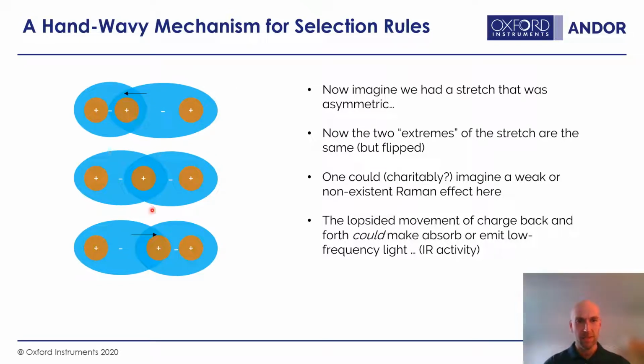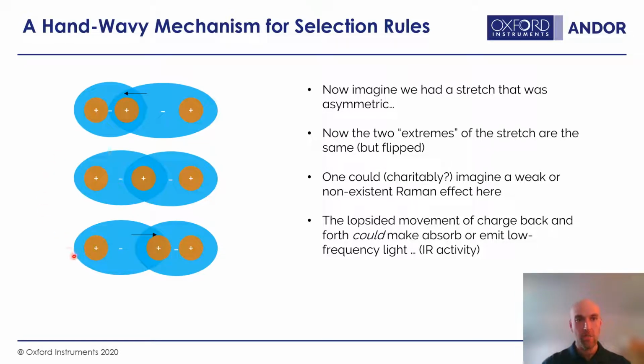So now if you flip this to superimpose these two extremes of the vibration, the vibration's going like this. If you wanted to superimpose this one on this one, you'd have to flip it around 180 degrees. So it's not symmetric there. Again, here's the two extremes up here and up here. Before, for our diatomic molecule, the extremes were just out here and in here. So one could charitably imagine that these have the same polarizability, so you wouldn't expect quite the same Raman activity.